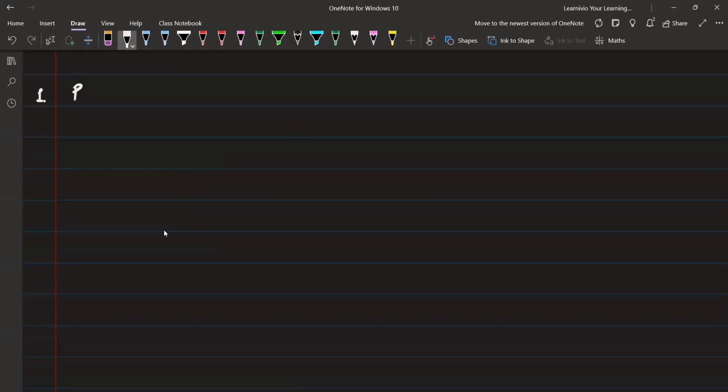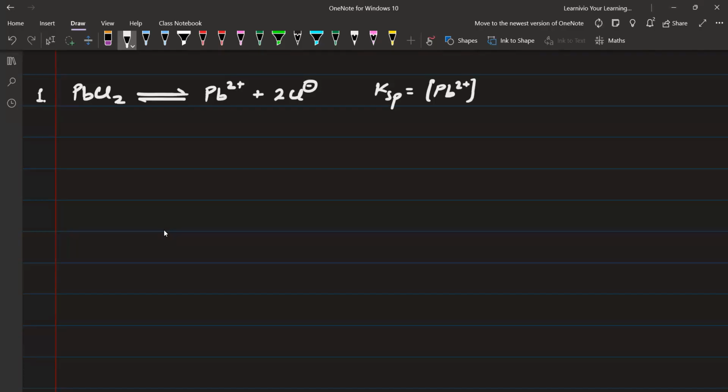See, if I have PbCl2, then PbCl2 will get dissociated into Pb2 positive plus 2Cl negative. Now, in this case, you have to be careful. You see, the KSP for this salt will be written as the concentration of Pb2 positive into the concentration of Cl negative squared. Does this make sense? Yes or no? Please tell me.